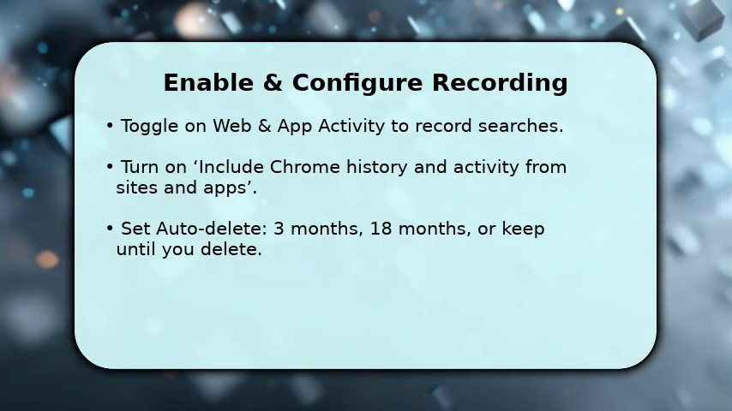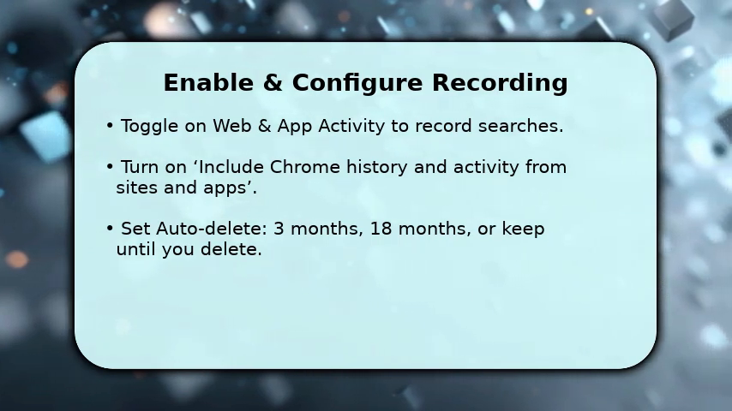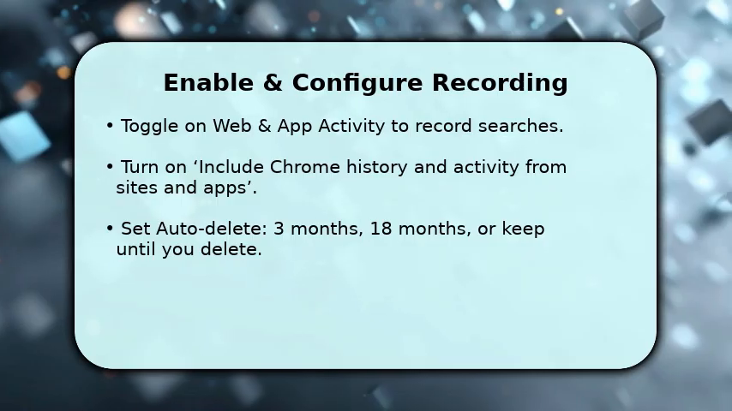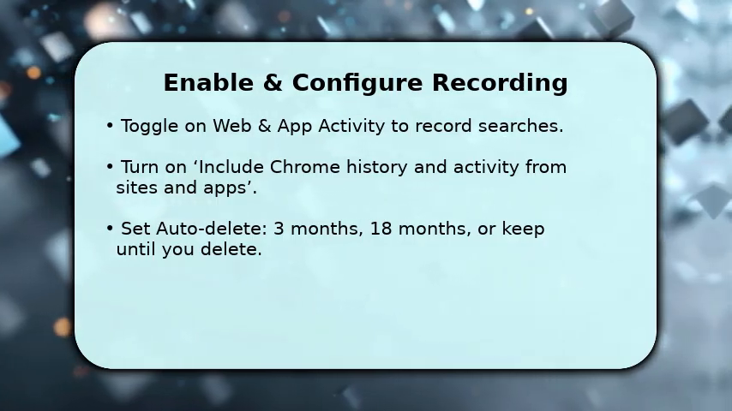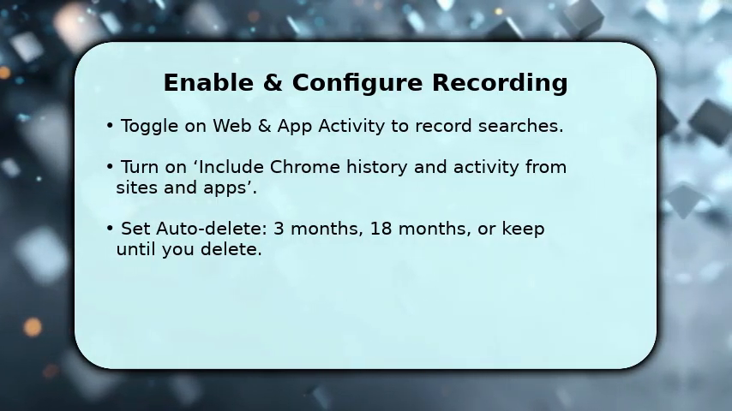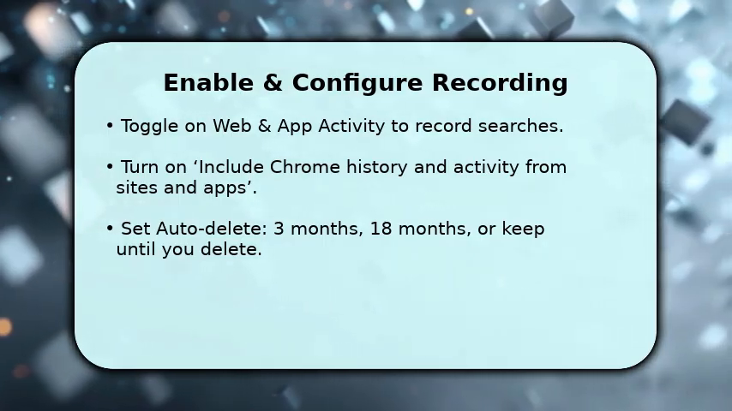Now you enable recording. Toggle Web and App Activity on and then enable the option to include Chrome history and activity from sites and apps. That ensures queries typed in the Omnibox and other search boxes are saved.